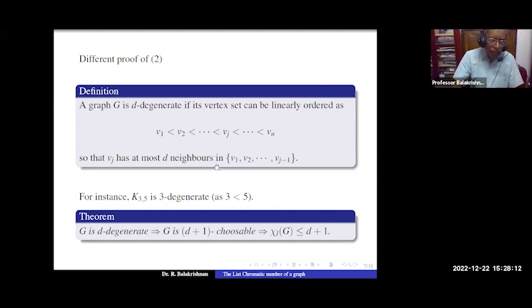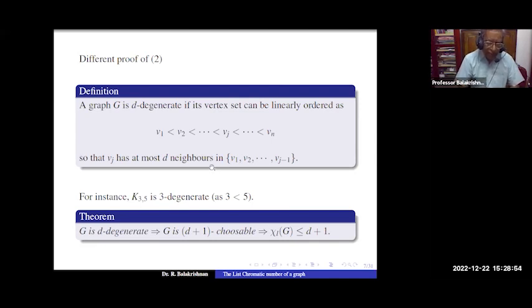Now, look at this definition. You say that a graph G is d-degenerate if its vertex set can be linearly ordered as v1 < v2 < v3 < ... < vj < ... < vn, so that each vj has at most d neighbors on the left. So you order the vertices linearly like this, so that if you take any vj, on the left it has at most d neighbors. For example, I take the complete bipartite graph K_{3,5}.